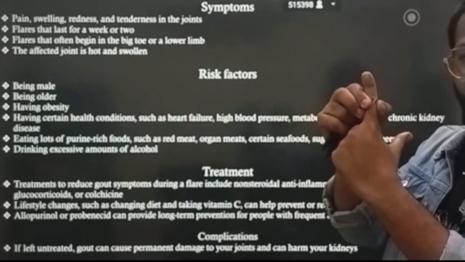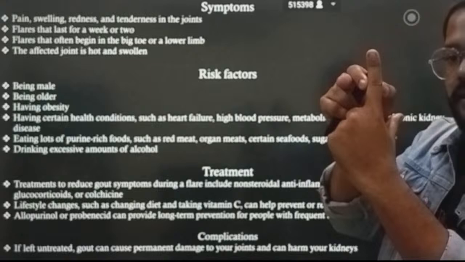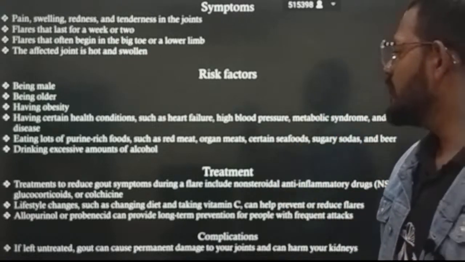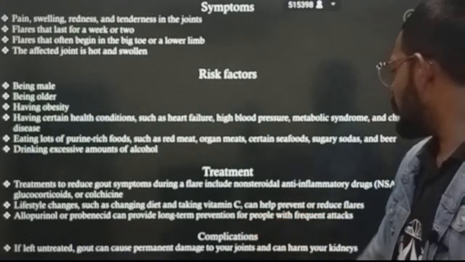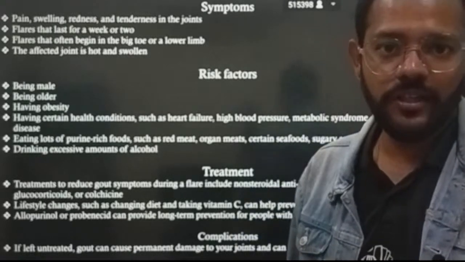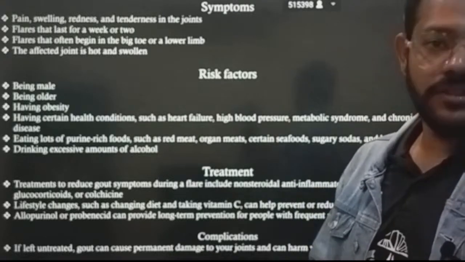The flare means the place swelling up. Okay, it will become larger. If it is in this disease, it will become like this. Allopurinol or probenecid can provide long-term prevention for people with frequent attacks. Okay, these are the drugs which you can take if you have gout.